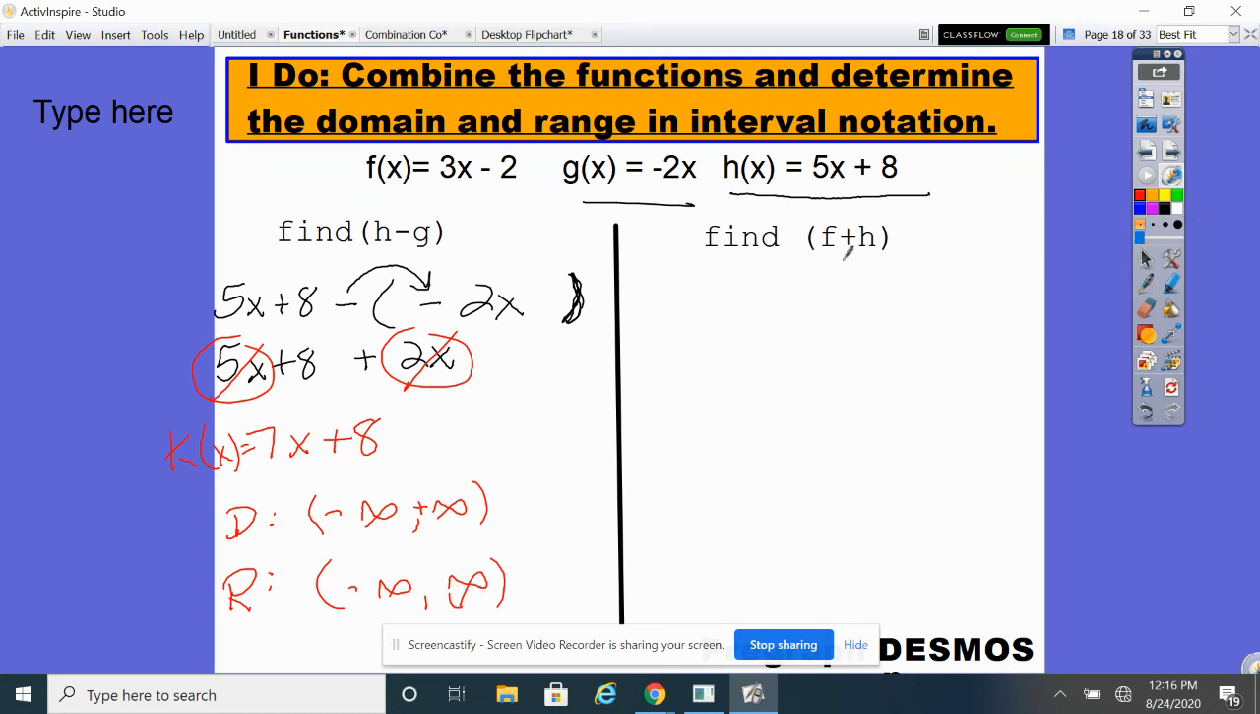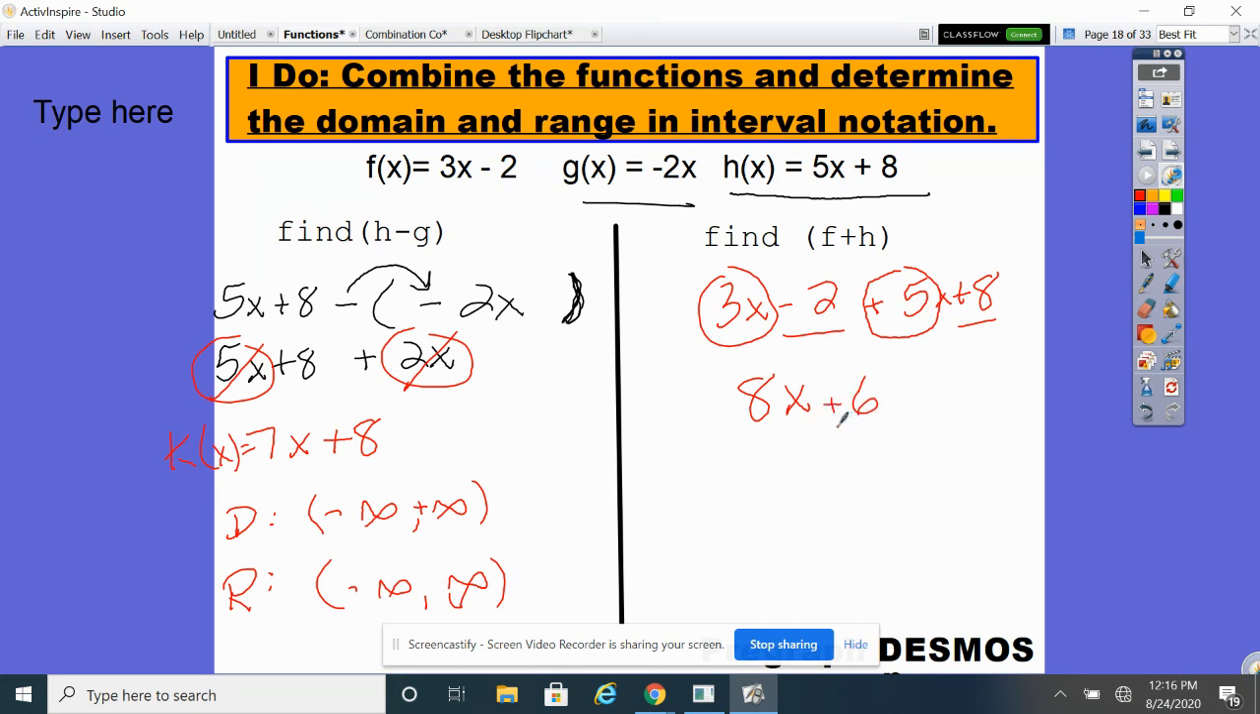All right, f plus h. What was f? f was 3x minus 2. Then write the plus sign. What was h? h is 5x plus 8. We didn't need parentheses in this because it's addition. You only use the parentheses when you're subtracting. So we can go ahead and collect like terms, 3x and 5x. It's a total of 8 x's. Then if we look at negative 2 and positive 8, add them together, you get positive 6.